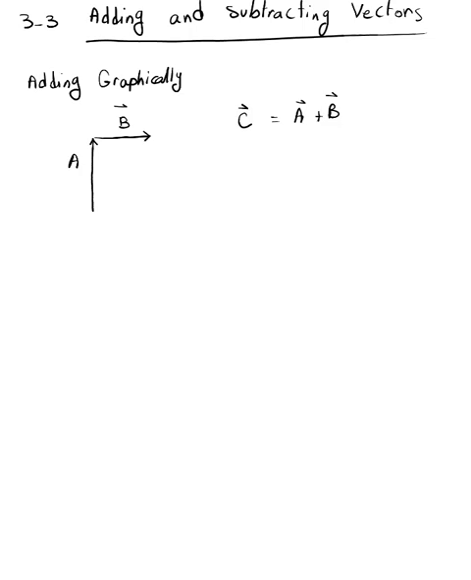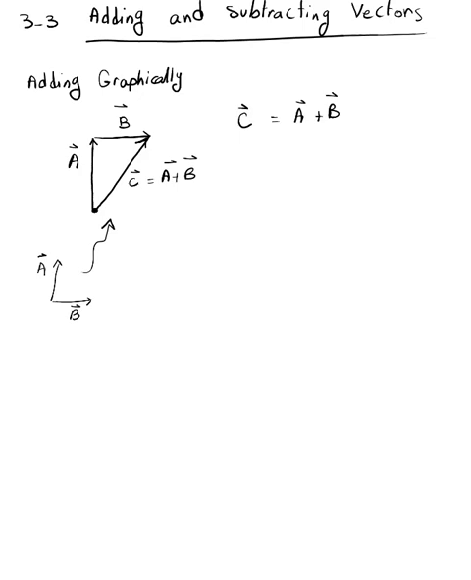So to add the vectors A and B, place the tail of B at the head of A. For example, if you have A and B like this, then what you're going to do is place the tail of B at the head of A. Then the sum is the vector extending from the tail of A to the head of B. Here you go.